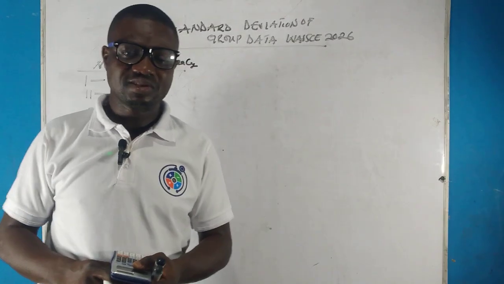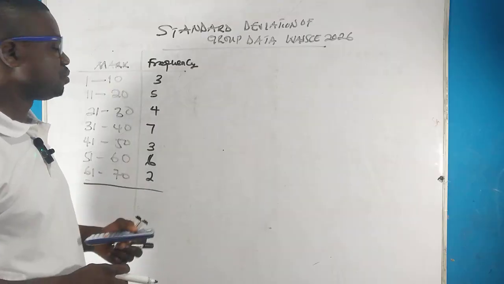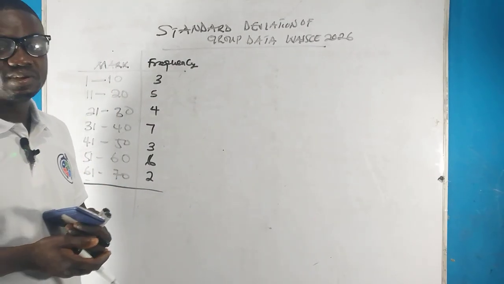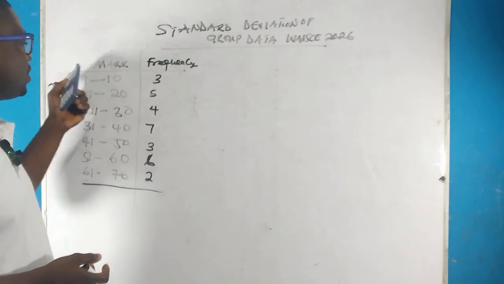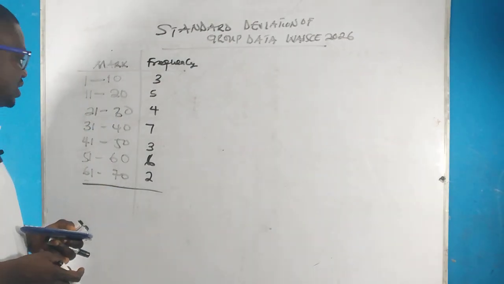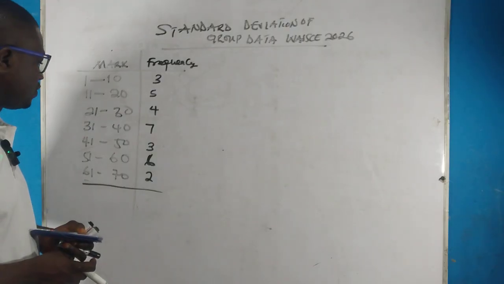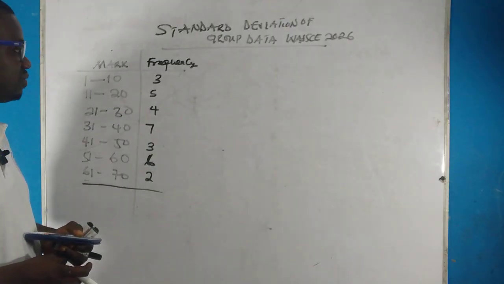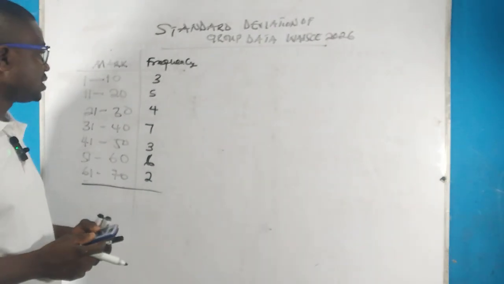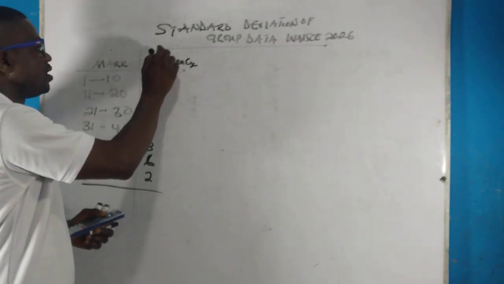Let's start with this example. Now we have this expression of values that we are supposed to calculate its standard deviation. You are given grouped data: 1 to 10, 11 to 20, 21 to 30, 31 to 40, 41 to 50, 51 to 60, 61 to 70. We are supposed to find the standard deviation. So we have our F here.